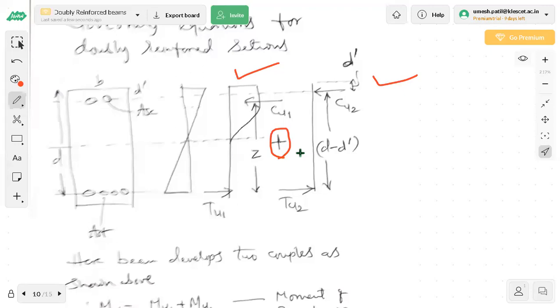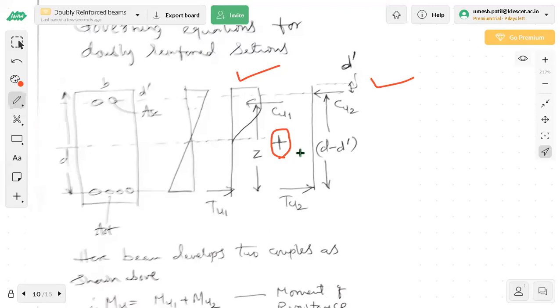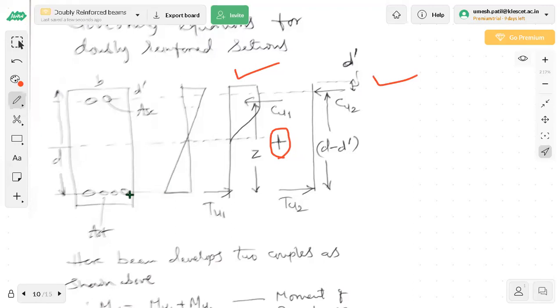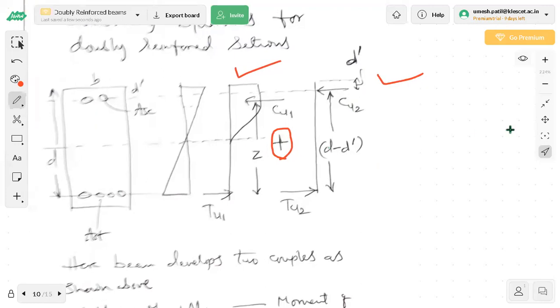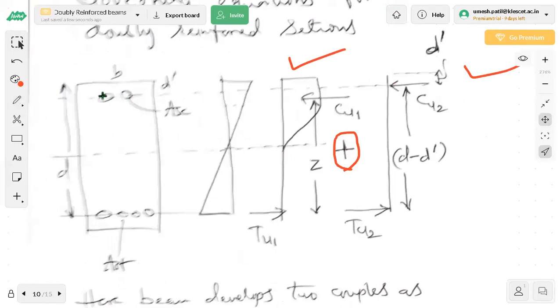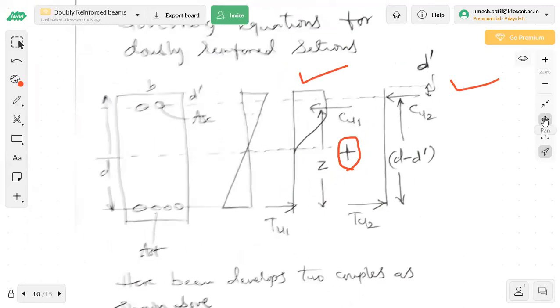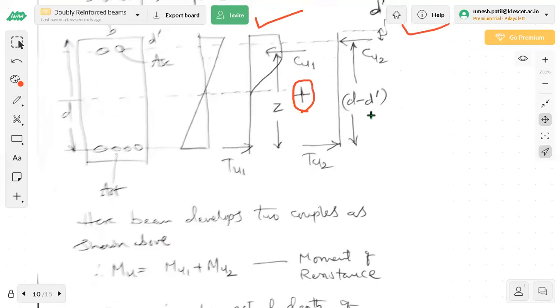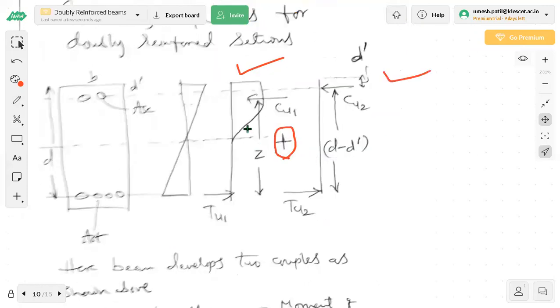Because it develops two couples, that is why its moment of resistance has increased compared to a singly reinforced beam. Now imagine if I remove these two rods, the second last diagram will disappear. It becomes a singly reinforced section. Just observe this. Imagine these two bars are removed. It becomes a singly reinforced section. The last couple, that is the last diagram, will disappear. You can imagine like that. So a doubly reinforced section develops two couples.